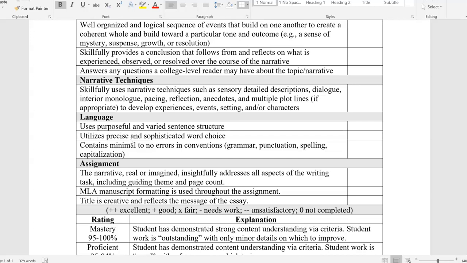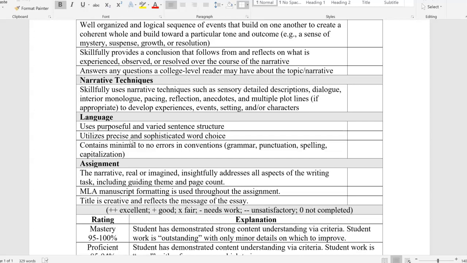So the narrative, real or imagined, insightfully addresses all aspects of the writing task, including guiding theme and page count. If you have followed the instructions of what you're supposed to be writing about and how many pages it's supposed to be, you're fine. MLA manuscript formatting is used throughout the assignment. I have several students still who are not formatting the essay properly, and it is part of your grade.